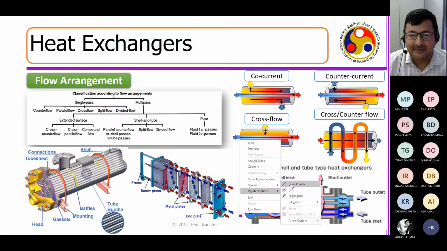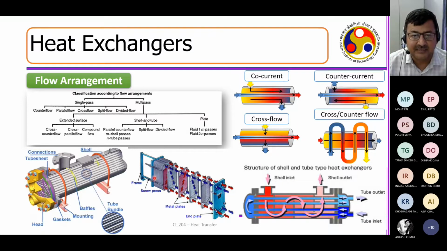In the plate type heat exchanger, this is the frame, this is the screw press, and these are the metal plates. This is the most modern type, called the most modern compact heat exchanger. The small units are very costly, right? These plates are all made of stainless steel, very costly. But at the end of the day, these are very efficient devices. They're used for state-of-the-art heat transfer processes when you're looking for very small space and at the same time a very efficient heat exchanger: a plate type heat exchanger, right?